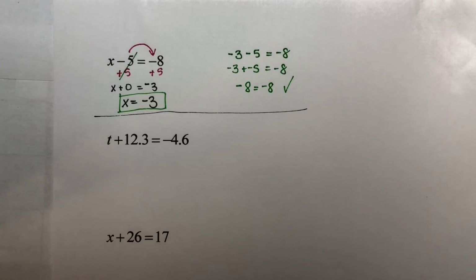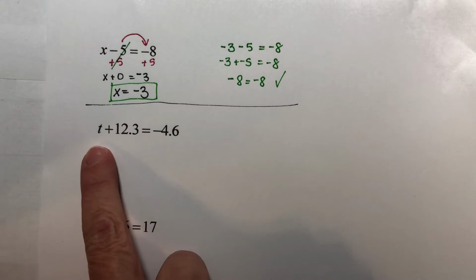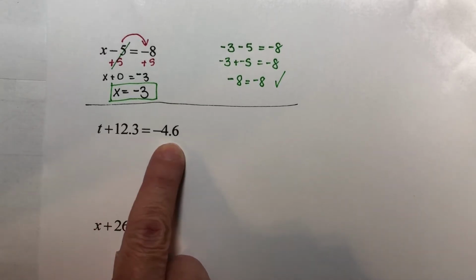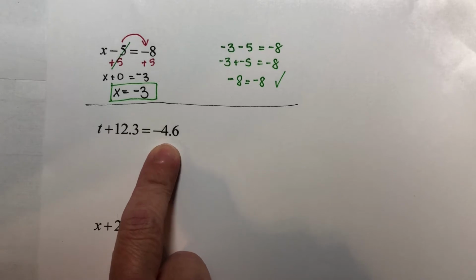This is section 2.1, part 2. I want to solve t plus 12.3 is equal to negative 4.6.